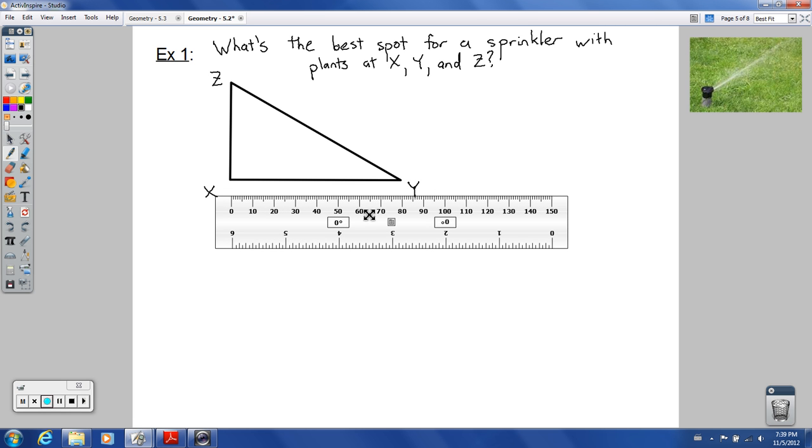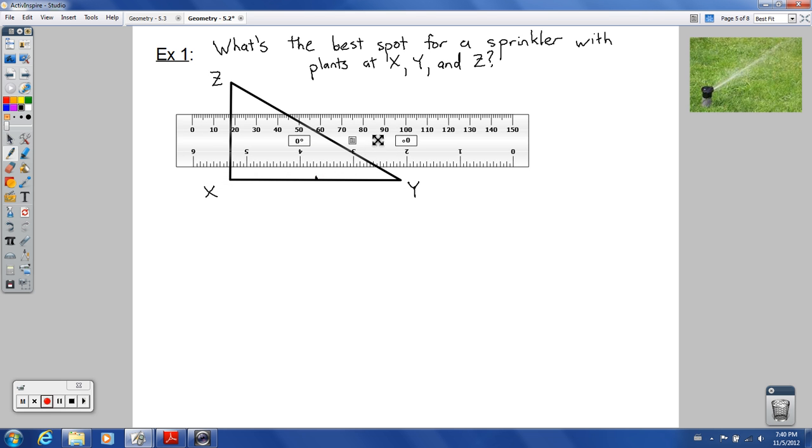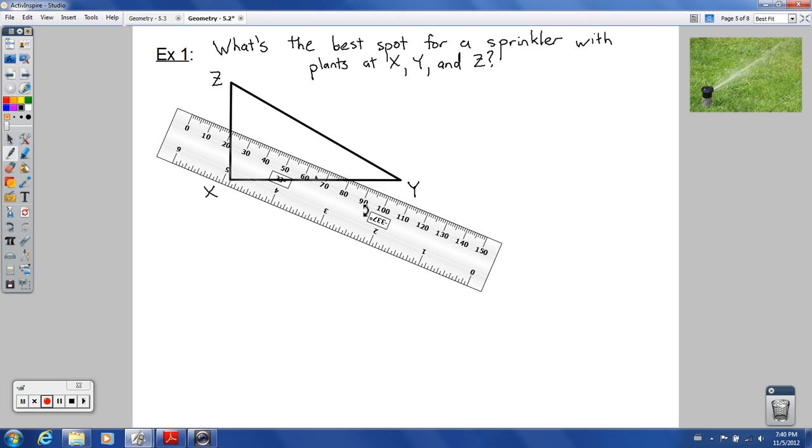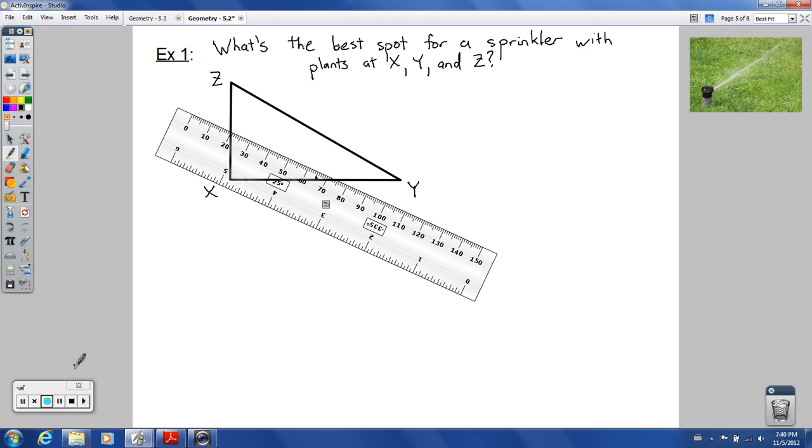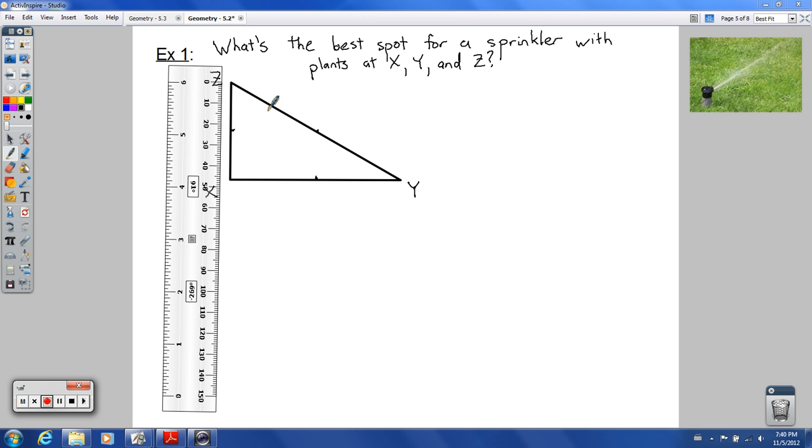And so I would go midpoint right there would be 40. So that looks like right about there is the midpoint for that side. Do the same thing with the other two sides. I'm going to pause and just draw them in there to save us some time here.